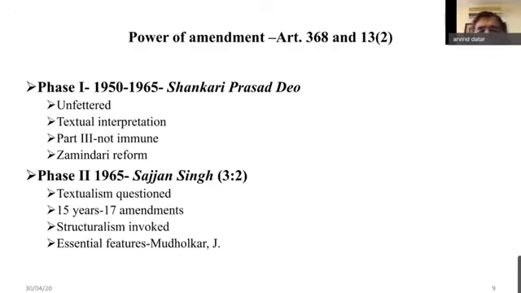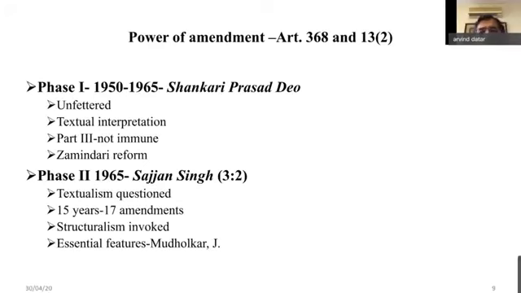If you take this Shankari Prasad case, it's a classic case of textual interpretation like A.K. Gopalan. They said go by 368. It simply says you can amend the Constitution. They don't say you can amend the Constitution except fundamental rights. There's no such provision. Anything can be amended. So why not Part 3 also? That was the logic. But I have a small caveat there.